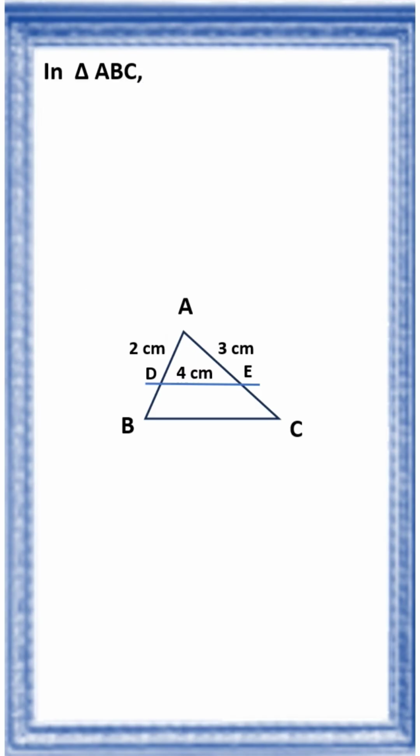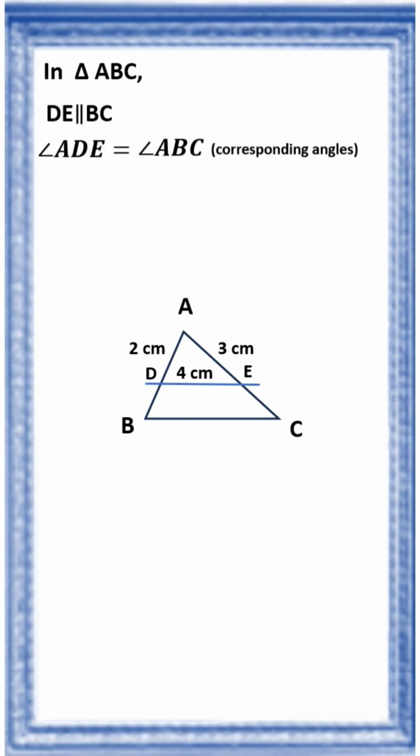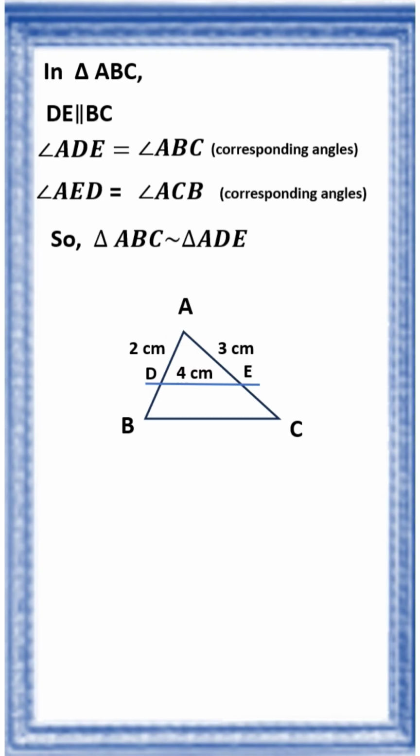Now, in triangle ABC, DE parallel BC, it is given. So, angle ADE is equal to angle ABC by corresponding angles. Angle AED is equal to angle ACB by corresponding angles. So, triangle ABC is similar to triangle ADE. Now, from this step, we can follow either of these two methods. I am explaining both of the methods.